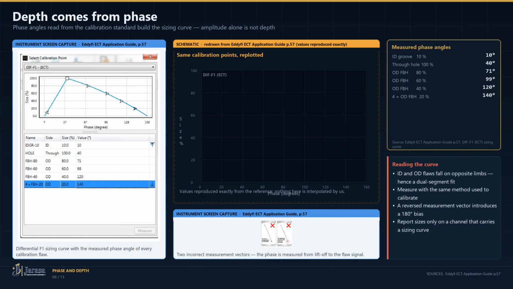This is a real phase sizing curve from the application guide, on the differential channel at F1. The 10% internal groove sits at 10 degrees. The through-wall hole at 40. Then 80% at 71, 60 at 99, 40 at 120, and 20% at 140 degrees. Internal and external flaws fall on opposite limbs, hence a dual segment fit. Measure from the liftoff signal to the flaw signal. Reverse the vector and you introduce a 180-degree bias, exactly as the guide shows.